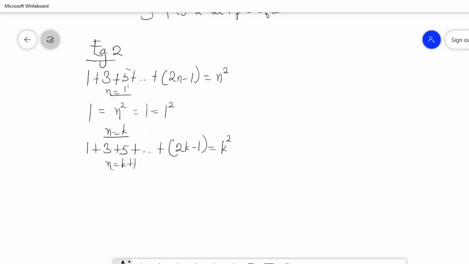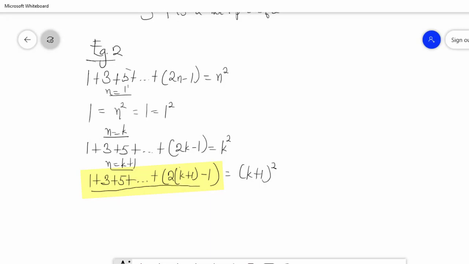So for n equals k plus 1, by substitution, we shall have 1 plus 3 plus 5 plus the sum of some odd values plus 2 into brackets k plus 1 minus 1. And this should give us k plus 1 squared. Now from the assumption above, we can see that this summation over here is indeed a summation that will arrive at k before you get to k plus 1. And so we can substitute this part up until the last term with k squared.